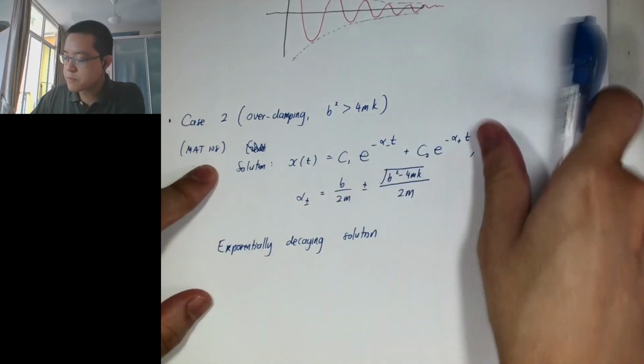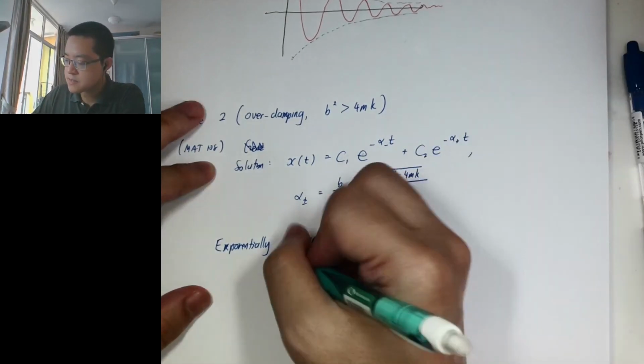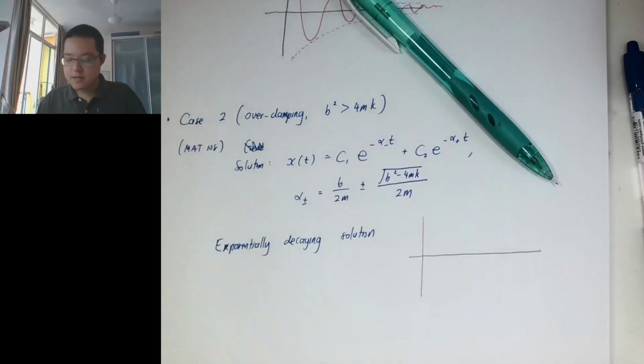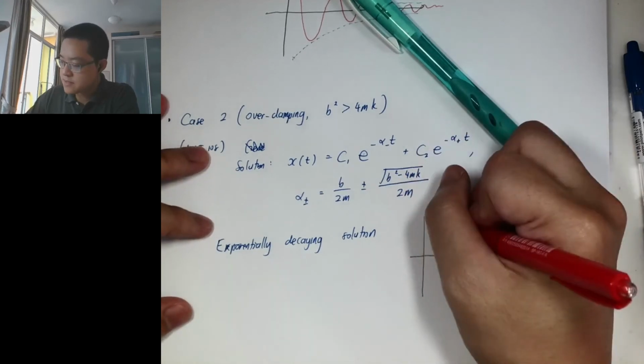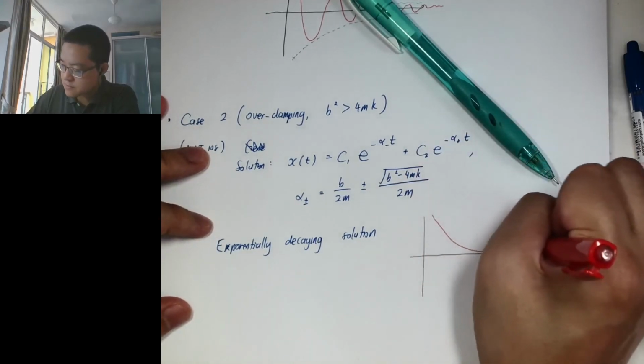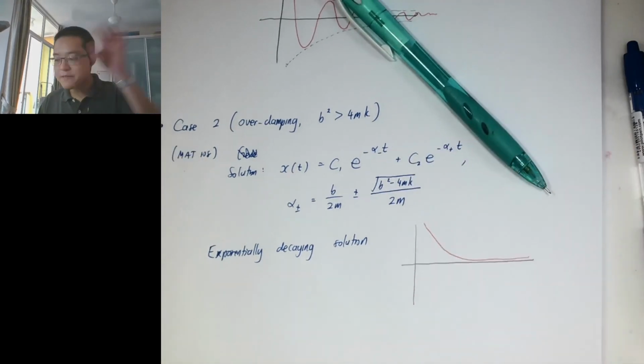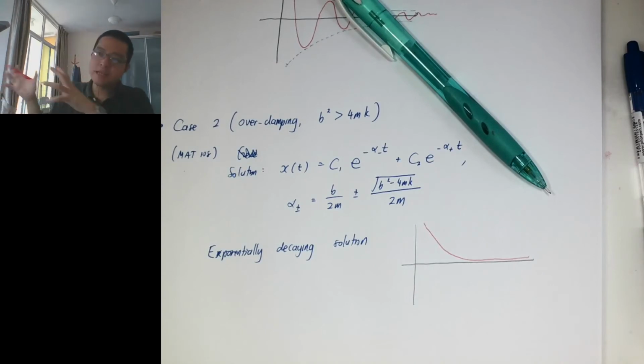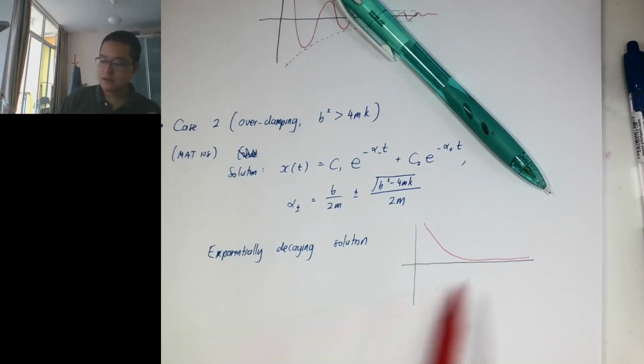Okay, so if you try to plot the graph, it's going to look like this. It will just die down. It doesn't even have a chance to oscillate because the friction is so strong. The resistive force is so strong, it will immediately slow everything down to 0.